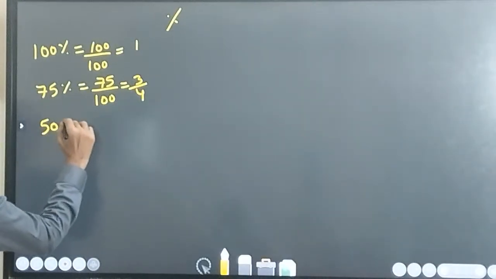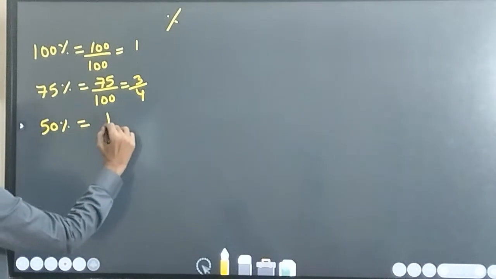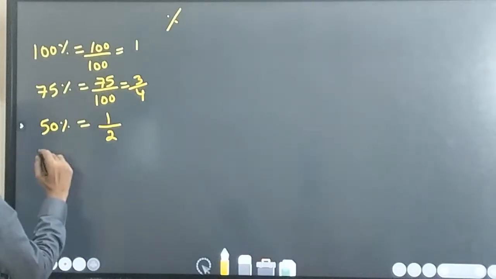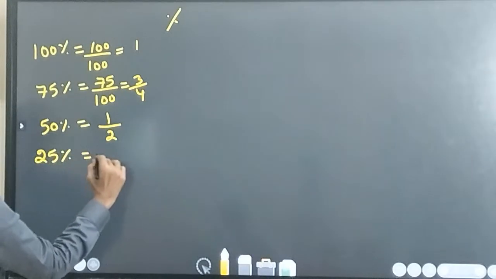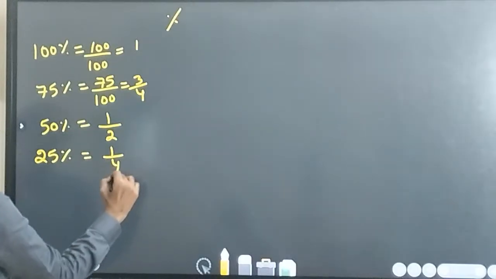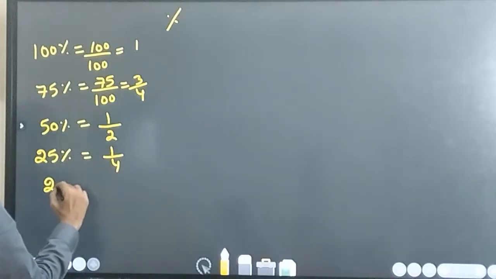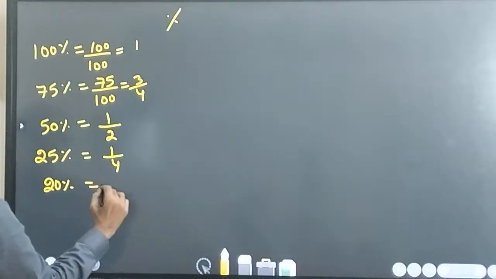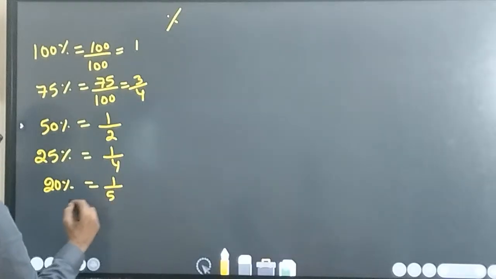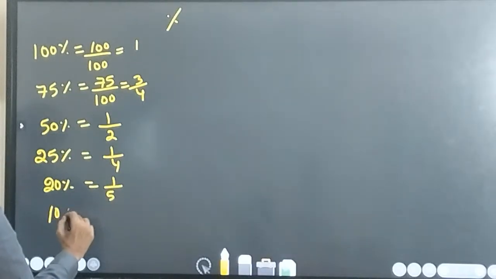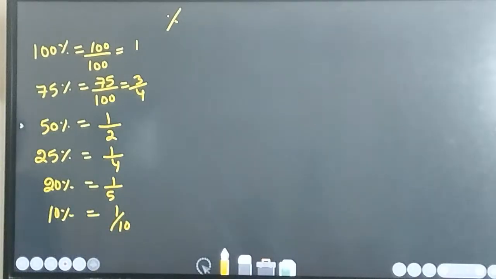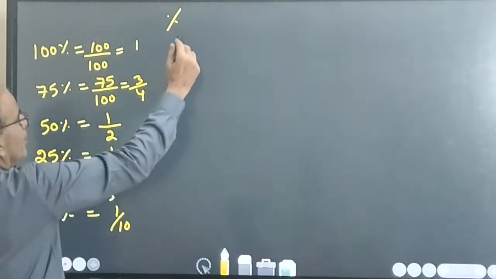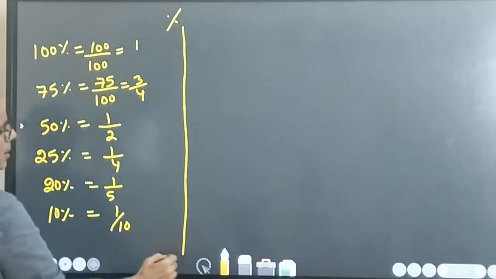50 percentage is equal to how much? Half. I will write, just you copy it. 25 percentage is equal to 1 by 4. 20 percentage, 1 by 5. 10 percentage, 1 by 10. Okay, these are very essential percentages. These are all whole numbers.